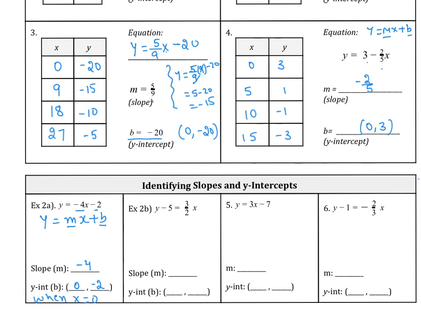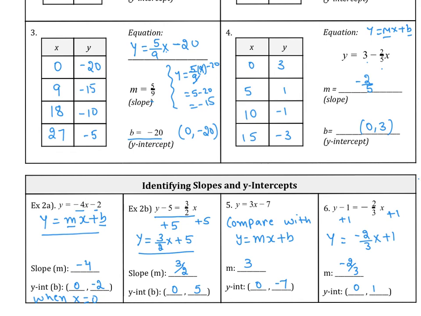Now you're going to compare this equation with y equals mx plus b, but this is not in the form of mx plus b. So first of all, we are going to make it look like mx plus b. So plus 5 on both sides, so that y is by itself. So 3 over 2 x plus 5. Now this equation looks like y equals mx plus b, where the slope is 3/2 and y-intercept is 0, 5.